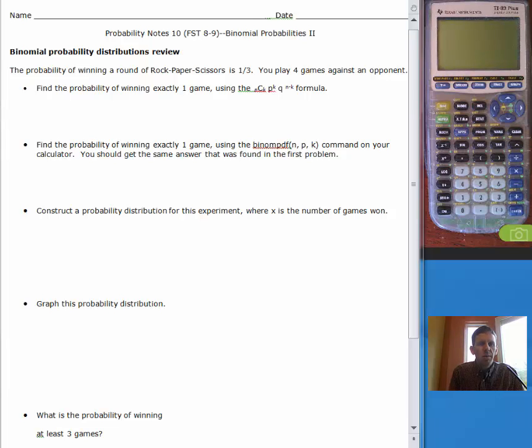These are probability notes 10, binomial probability distributions. So today we're going to review what a binomial experiment is, and we're going to solve binomial probability problems. We're going to look at an example of playing a game of rock, paper, scissors.